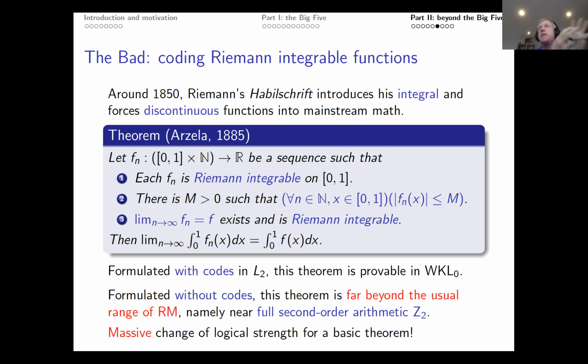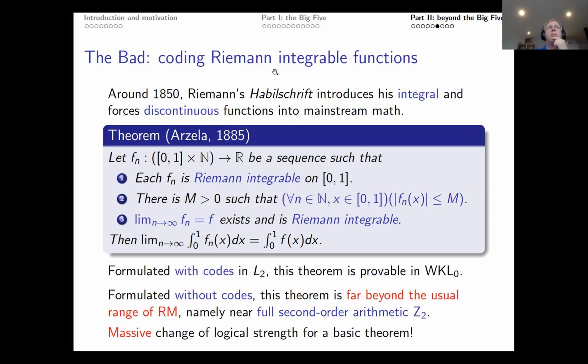As I said, coding continuous functions works. Assuming WKL, we can replace codes by the epsilon delta definition, no problem. But stepping outside of continuity a little bit, it's over. Riemann integrable functions behave very differently whether we formulate them with codes or without codes. And the difference isn't small. We're talking about WKL versus full second order arithmetic. So yeah, that's why this is the bad. And we all know the good and the bad are followed by the ugly.